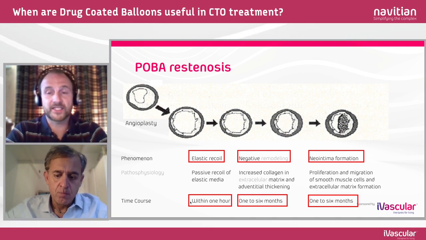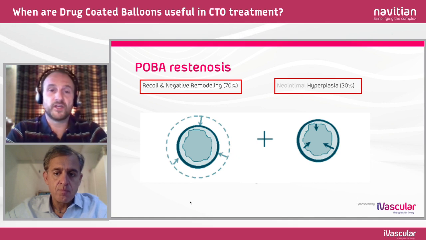And then we have the classical neointimal formation that is well known after stents. If we look at the percentage of each phenomenon impacting the total restenosis after POBA, we see that the majority of the restenosis is driven by recoil and negative remodeling, about 70%. Meanwhile, neointimal hyperplasia after POBA is only 30%.